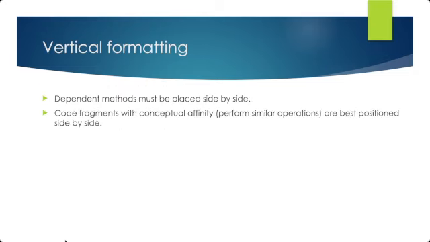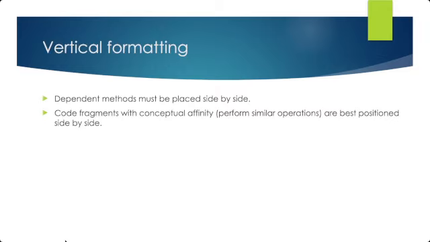When two methods depend on each other, put them side by side. Depending on each other means that, for example, in the first method we run the second method. Because when you read the code, you see how they work together. You don't need to scroll up and down to understand the logic.